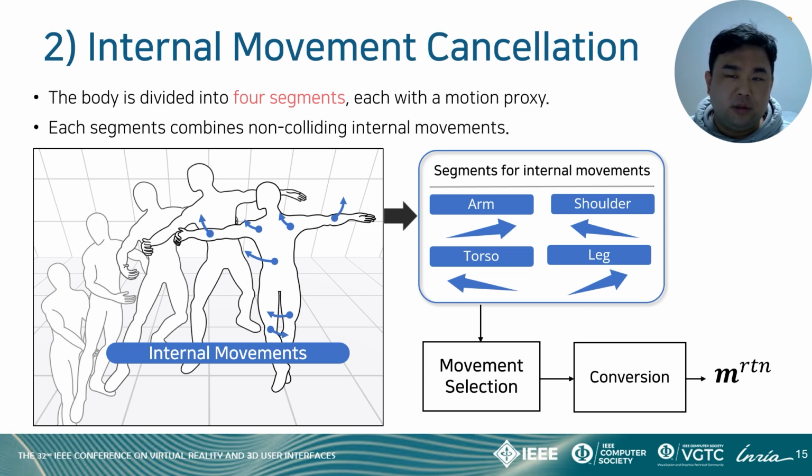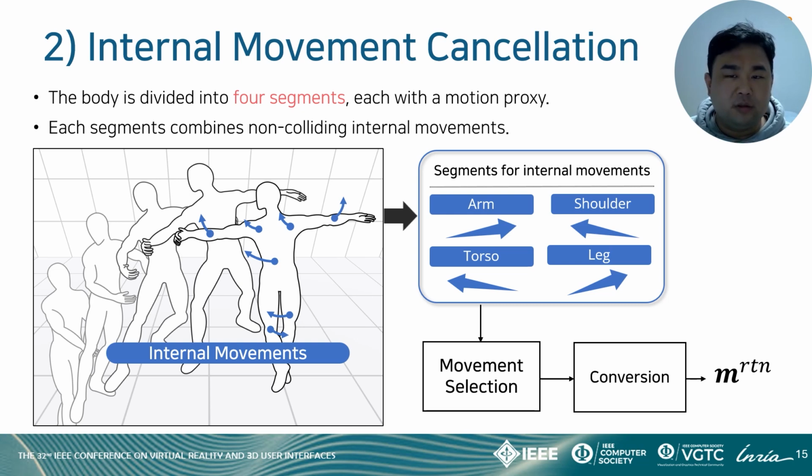As shown here, we divide the body into 4 segments: arm, shoulder, torso, and leg. Each proxy merges the non-colliding movement of the links within each respective segment. Then, using weights, we combine the movement of the 4 segments into a single motion, which is used for the rotational axis command of the motion effect. This approach minimizes the collision problem caused by internal movement in different segments.